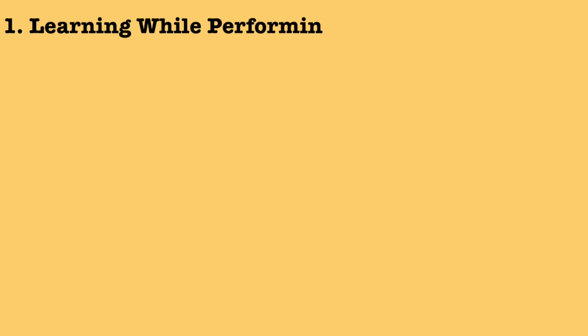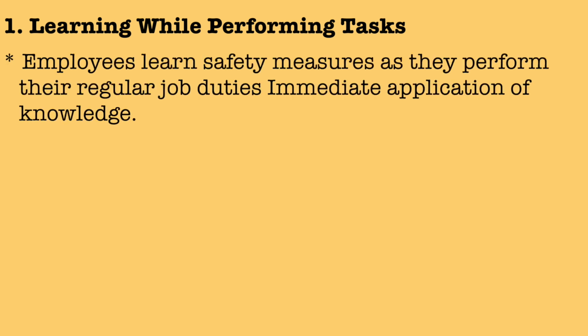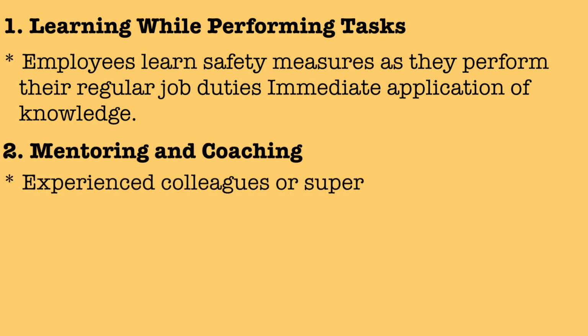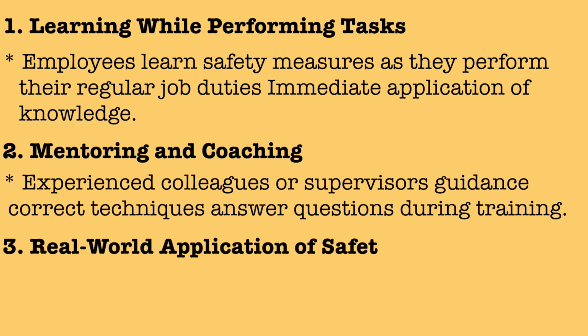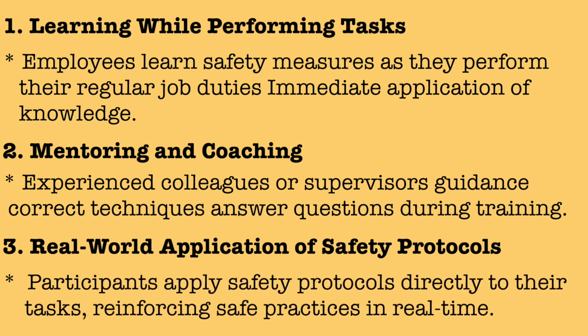First one is learning while performing tasks. It means employees learn safety measures as they perform their regular job duties, ensuring immediate application of knowledge. Next one is mentoring and coaching. It means experienced colleagues and supervisors provide guidance and correct techniques and answer questions during the training. Next one is real-world application of safety protocols. It means participants apply safety protocols directly to their tasks, reinforcing safe practices in real time.